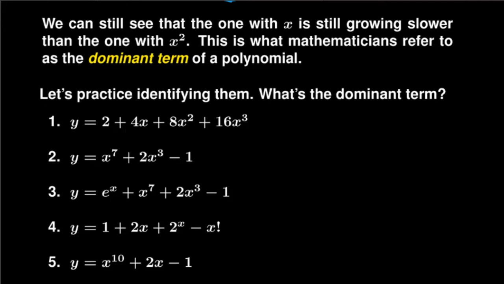As you can see from the first one, we have 2 plus 4x plus 8x squared plus 6x cubed. So what has the highest power? We see this. So yeah, that one's going to be the dominant term in this case. Alright, let's look at the next one. Here we have x to the 7th plus 2x cubed minus 1. X to the 7th has the highest power. It determines a lot of what goes on, so that is the dominant term.